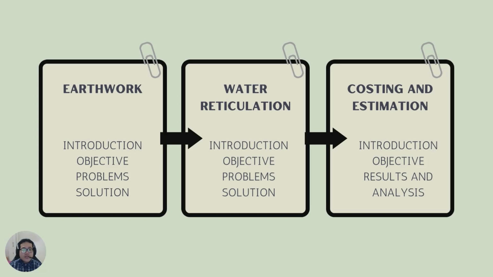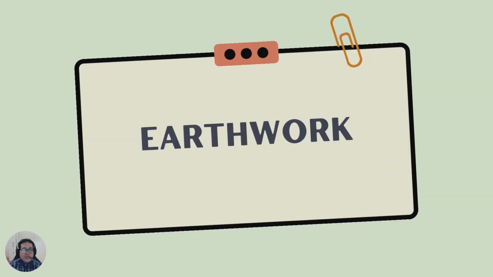So basically there are three parts for my minor presentation, which is the earthwork, water reticulation and costing and estimation. The things that I will be presenting are the introduction, objective, problem, solution, and there are some results and analysis for certain parts. So we will be starting off with the earthwork.